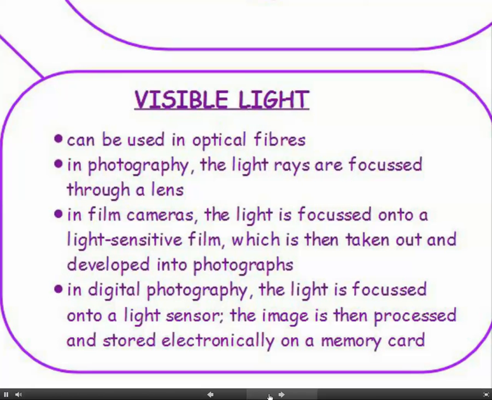Visible light. This is the visible part of the spectrum. This can be used in optical fibres, fibre optics. Most well-known use is in photography. The light rays are focused through a lens, and in film cameras, the old-fashioned sort, the light is focused onto a light-sensitive film, which is then taken out and developed into photographs. In digital photography, the light is focused onto a light sensor. The image is then processed and stored electronically on a memory card.